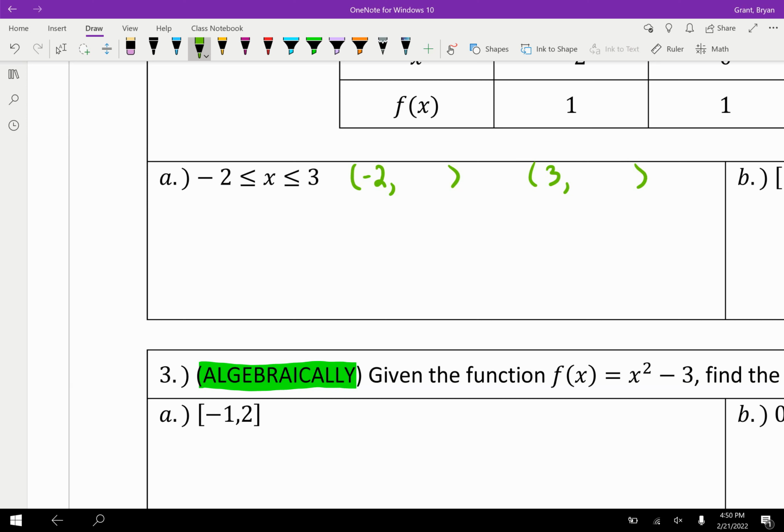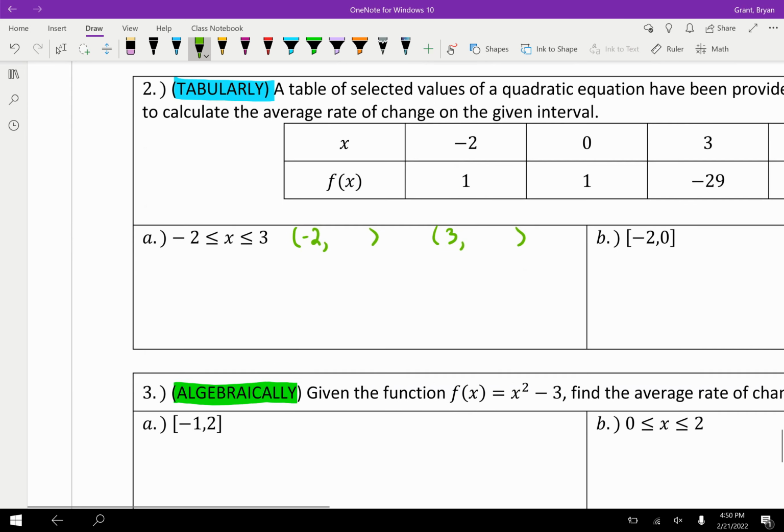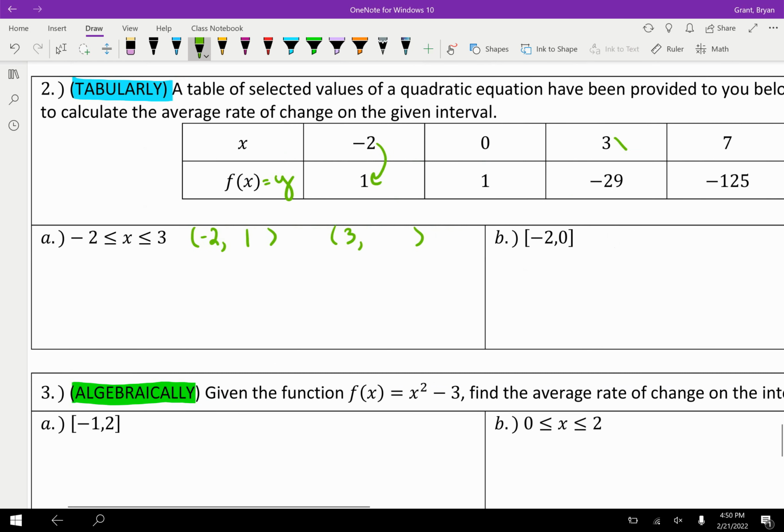Those are the x's. Well, when we had a graphical situation, we just looked at the graph to find the y's. How are we going to determine the outputs, the y values, from a tabular situation? Well, hopefully you realize that the x's, which are of course the inputs, are on the top row, and the outputs, which are sometimes known as f of x, but also y's, are on the bottom row. And so all we have to do is say -2 goes with 1, and 3 goes with -29. Great. We have our points.